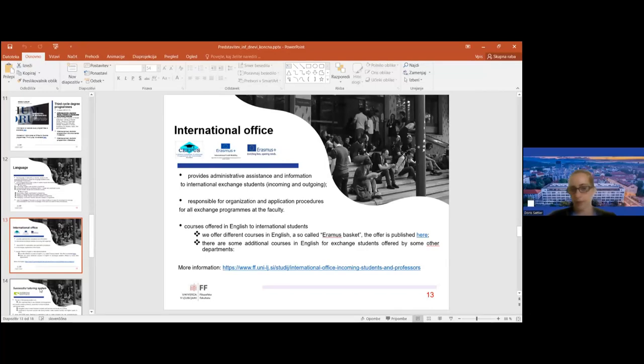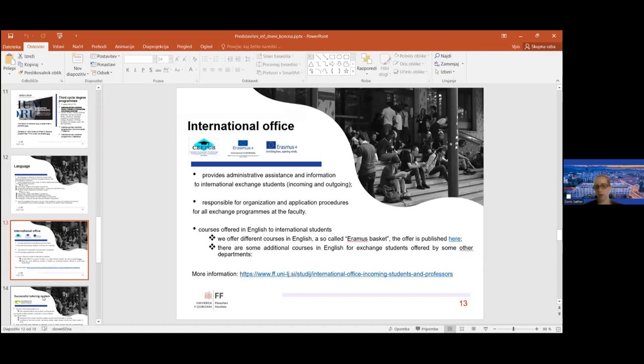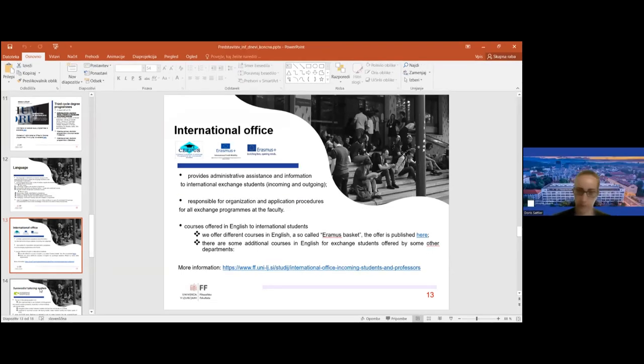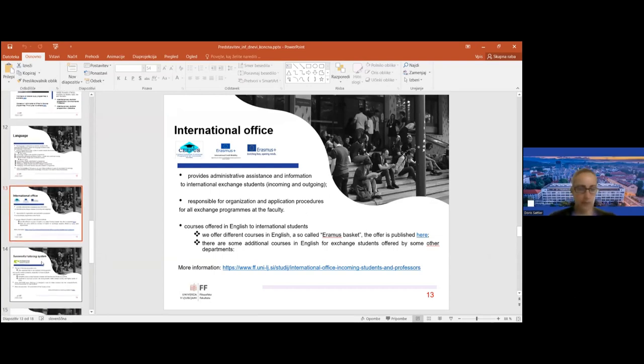The Faculty of Arts also has an international office that provides administrative assistance and information to international exchange students. It is also responsible for the organization and application procedures for all exchange programs that our faculty offers. We offer different courses in English to international students, called the so-called Erasmus basket. And there are some additional courses in English for exchange students offered by some other departments as well. More information is on the link below.